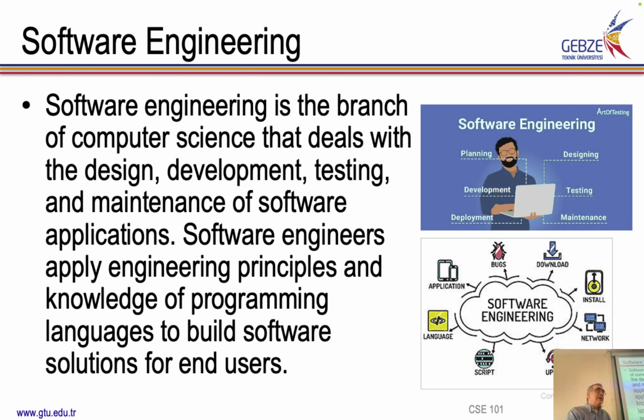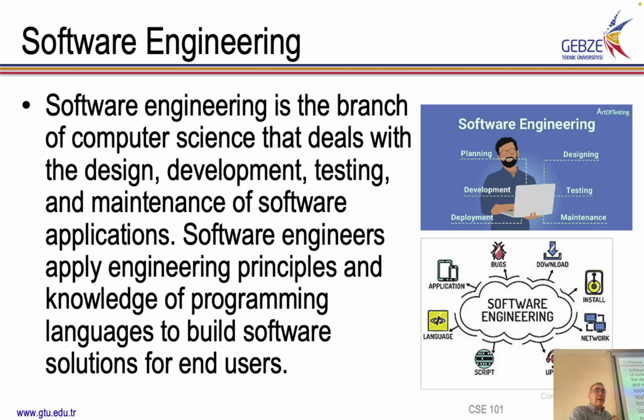So this is engineering. There are constraints, there are time limits, there are budgets, and there is a problem. It's not computer science. It includes computer science, but it also has real life constraints like money and time, right? So it's a branch of computer science that deals with the design, development, testing, and maintenance of software applications.